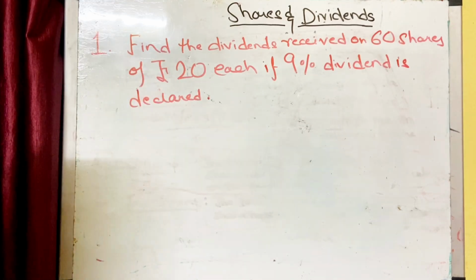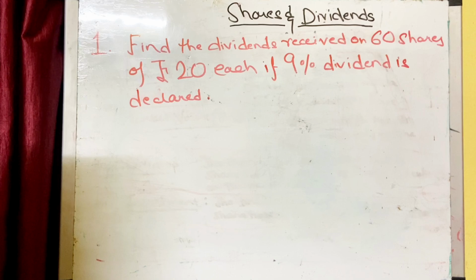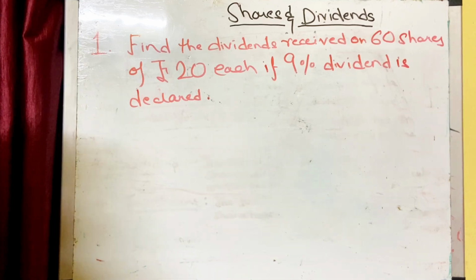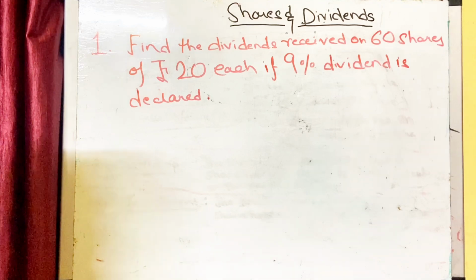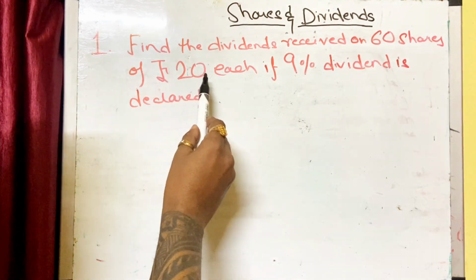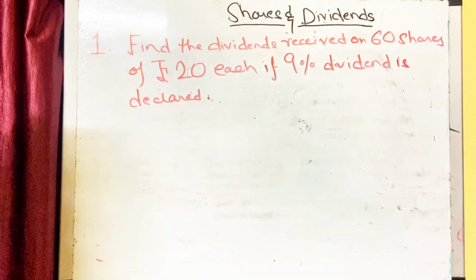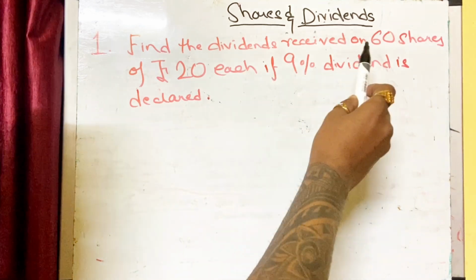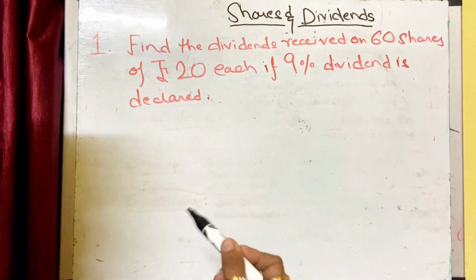So this is the first problem from the Emil Aggarwal book for class 10 ICSE board from the chapter Shares and Dividends. Okay, so what does the problem say? Find the dividend received on 60 shares of rupees 20 each if 9% dividend is declared. So what does this line mean? What are the data that are given in the question?